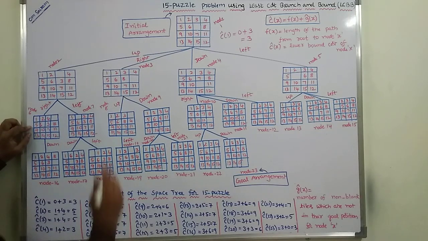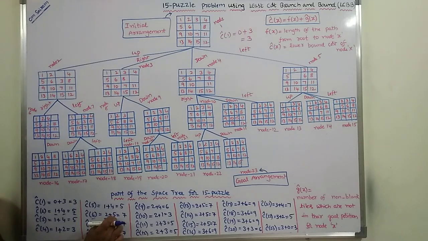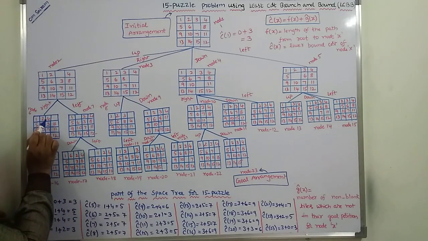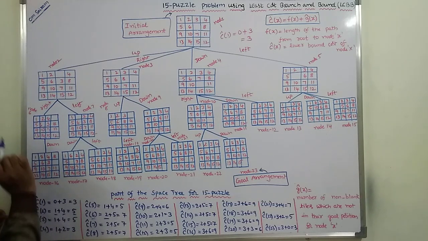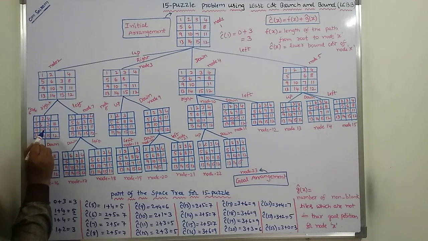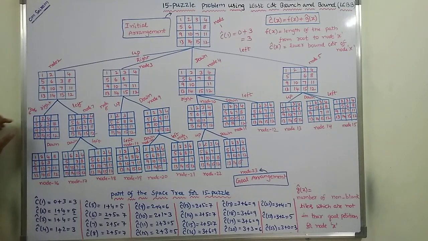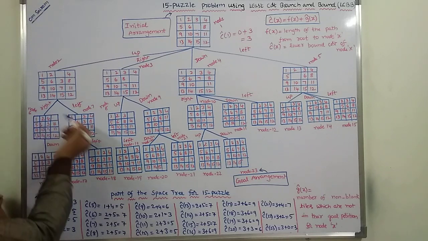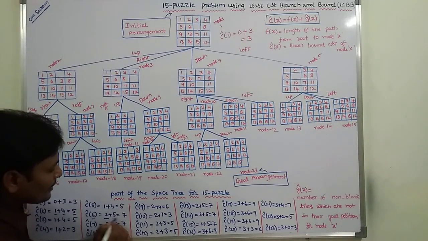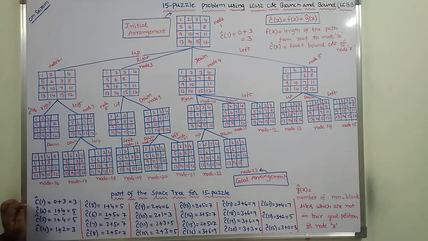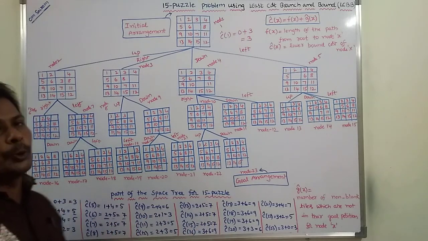How many edges from root node to this node? That is 2. Plus how many wrong tile positions compared to the goal position? 1, 2, this is a wrong position, this is wrong, this is wrong. Up to now 3 wrong positions, 4th wrong position, 5th, 6th wrong position. 6 wrong positions are there. So 6 minus 1, that is 5. 2 plus 5 is equal to 7. Okay, in this way we have to do it.